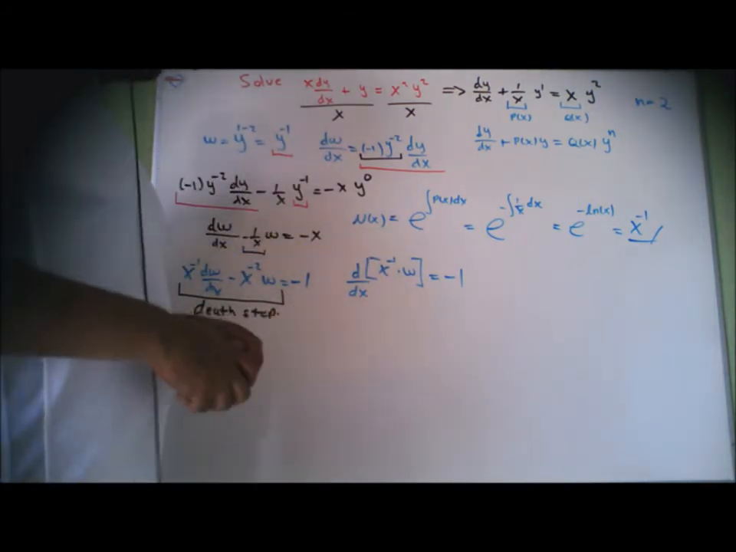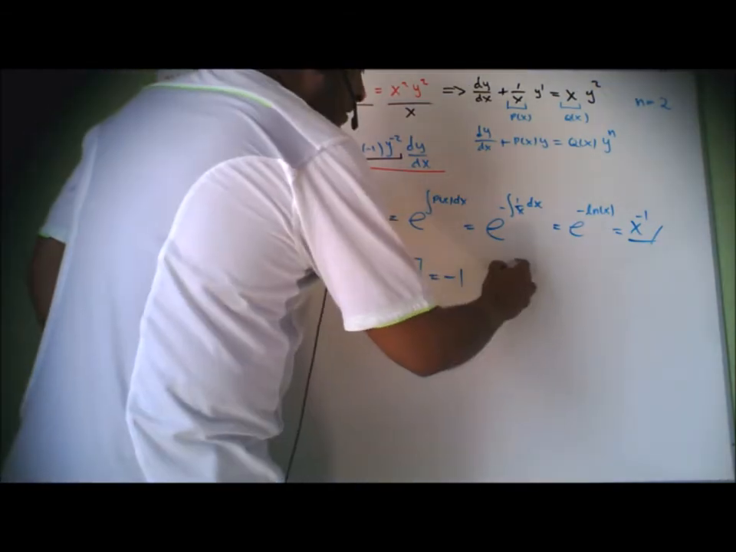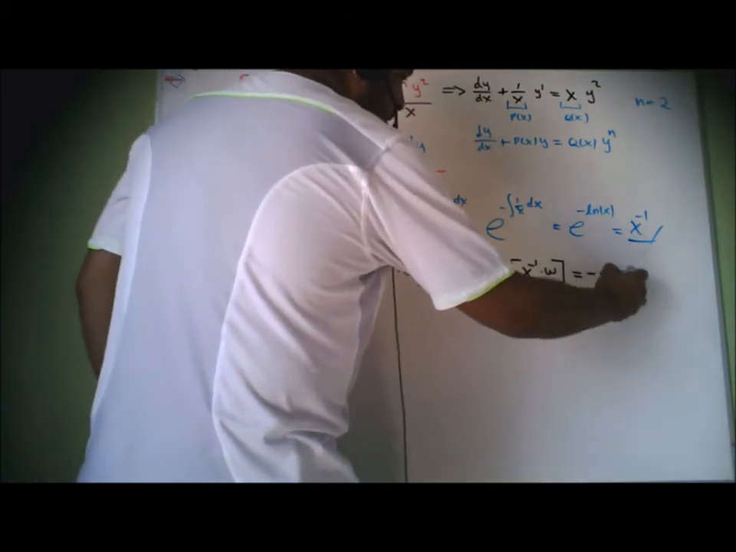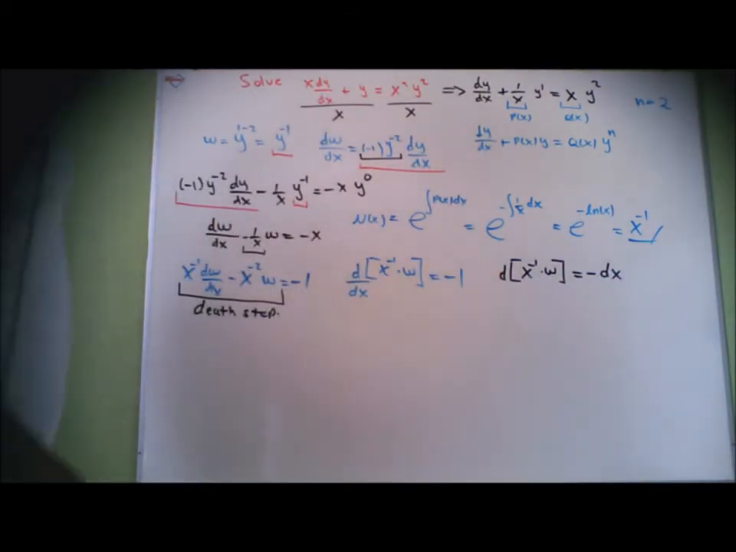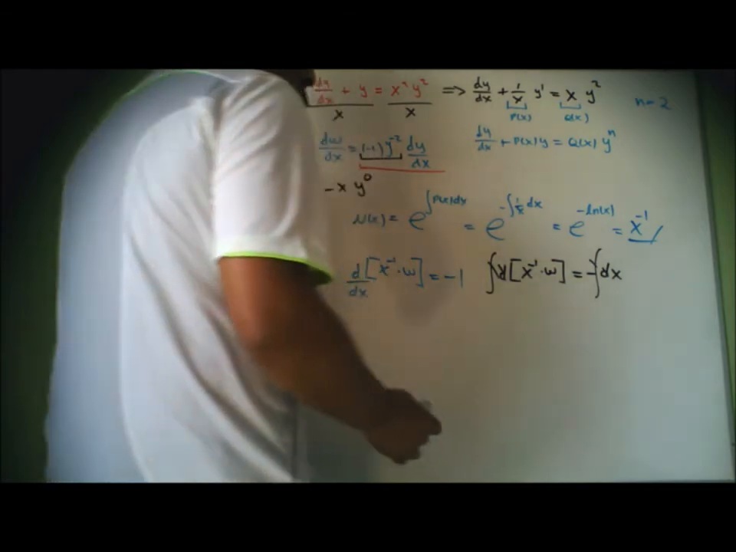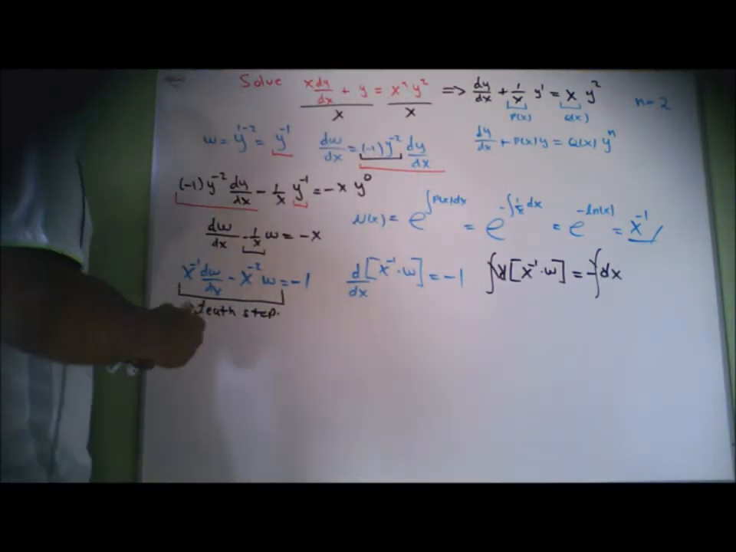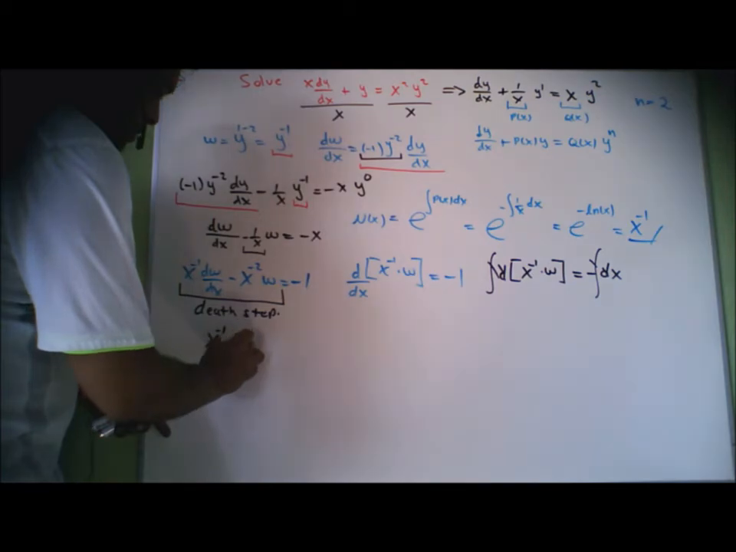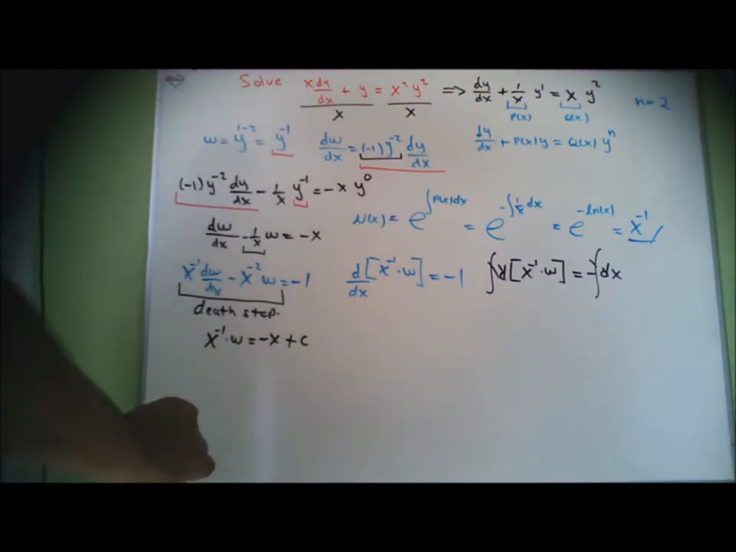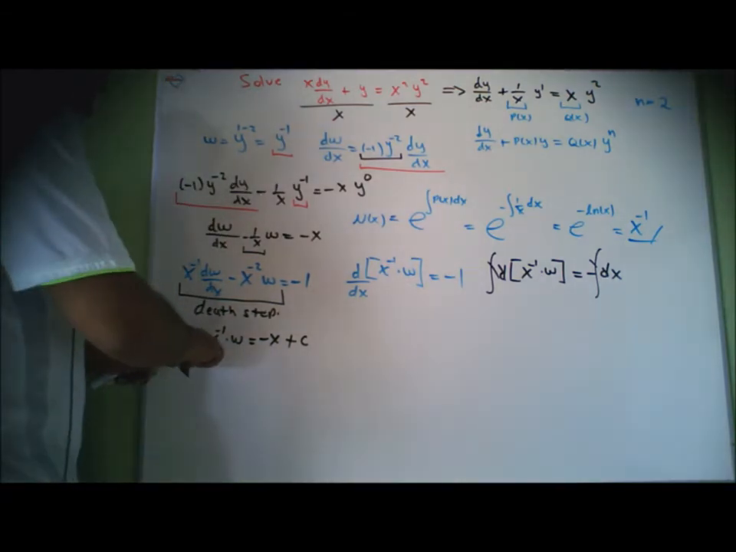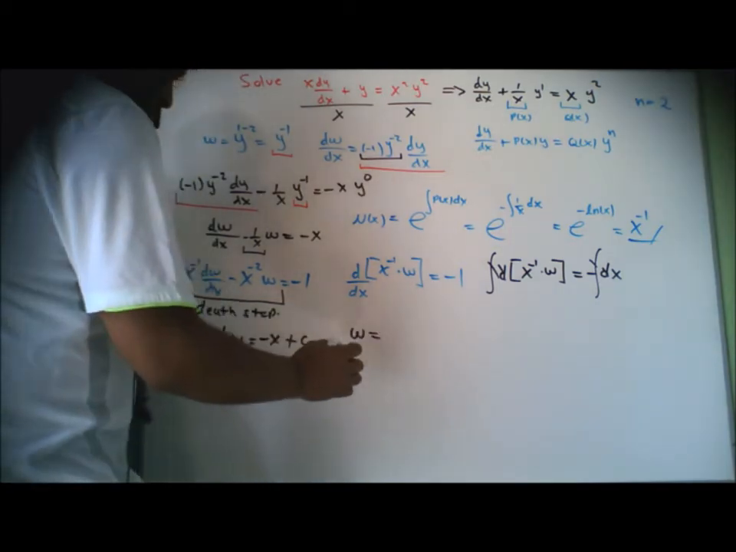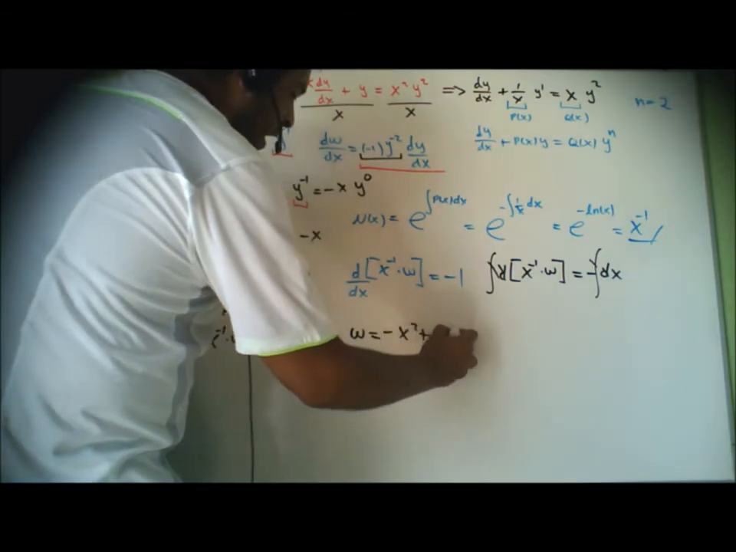Okay, so now this is a variable separable differential equation. How? Like this. The differential of x to the power minus 1 times w equal to minus differential of x. So this is very easy problem, because you apply integrals on both sides, and the integrals and differentials, they cancel. Okay, so what you have here is x to the power minus 1 times w equal to minus x, and don't forget the constant. Okay, this x to the power minus 1 is equal to 1 over x, so the x goes as a multiplication, so w is equal to minus x squared plus cx.